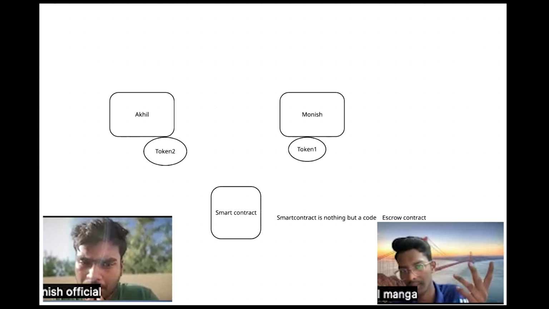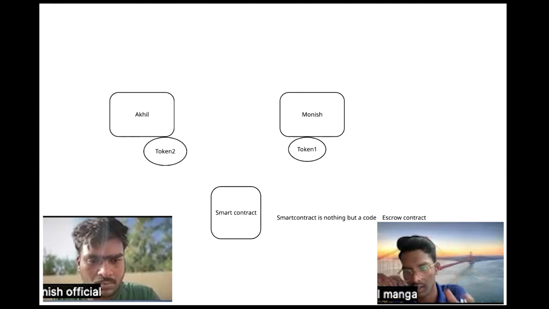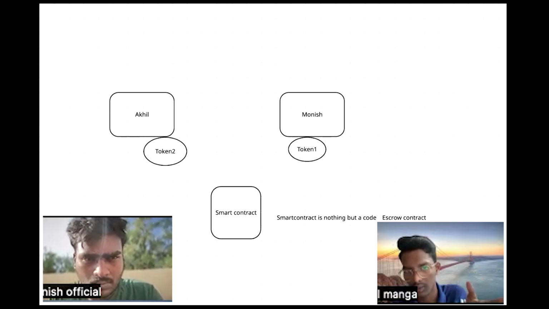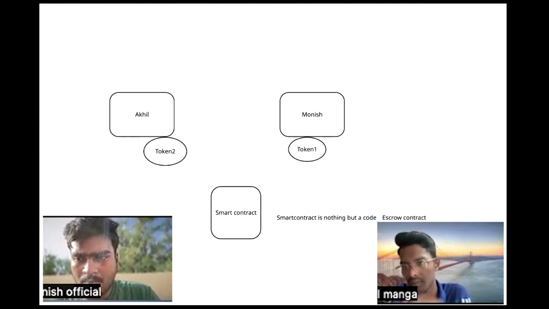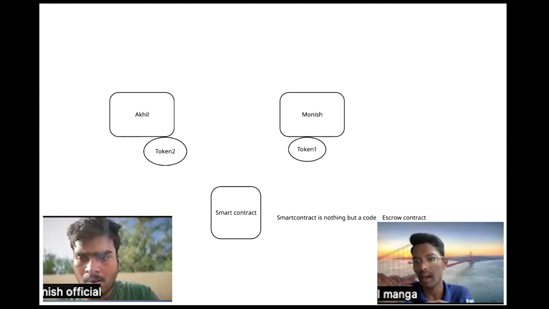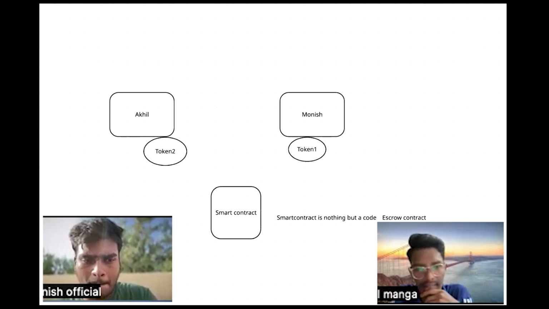Between the two of us, we are strangers. We don't need to trust each other. There is no trust between us, so we can use escrow contracts and make a transaction. In the real world, I can buy a car from you. So this is the use case of smart contracts.